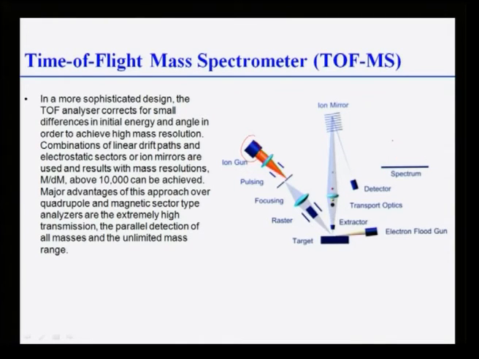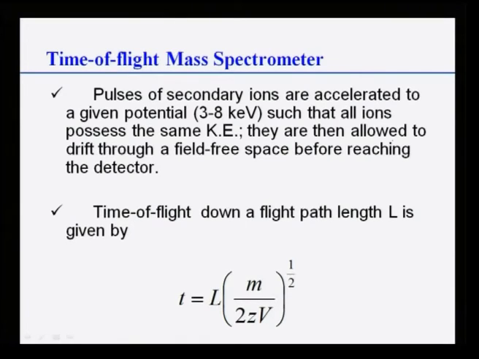Yes, because what we are doing is basically time of flight measurements. How much time a mass takes to fly or move a particular distance, and depending on that we can differentiate among different species. We are not using the exact m by z ratio. So let me just give the mathematics of it. Pulses of secondary ions are accelerated. As you know, the ion gun creates secondary ions, and pulses of secondary ions are accelerated through a given potential, of the order of 3 to 8 kilo electron volts, such that all the ions possess the same kinetic energy.